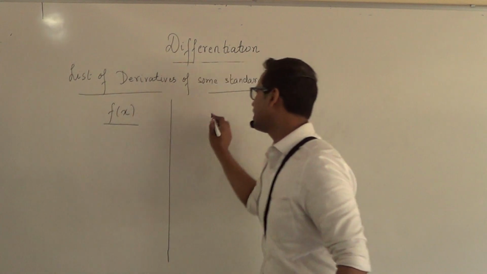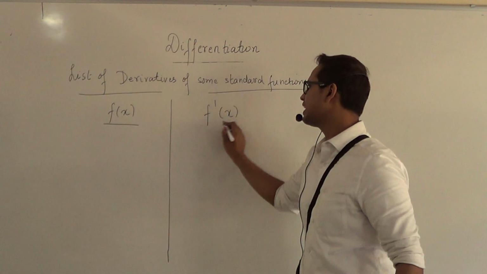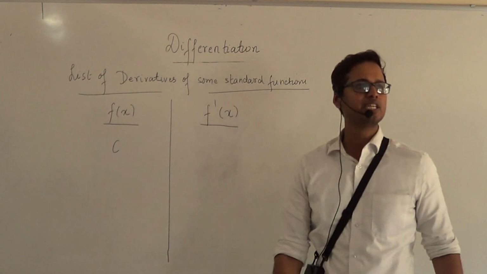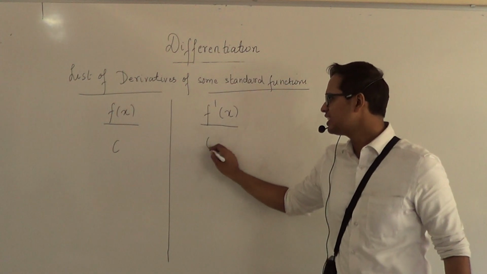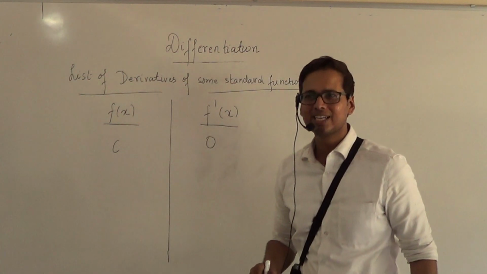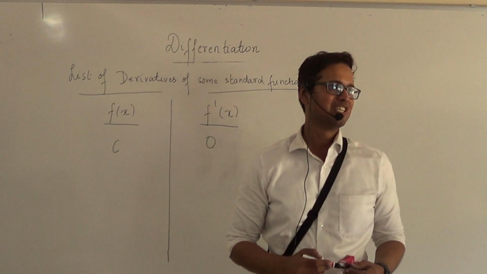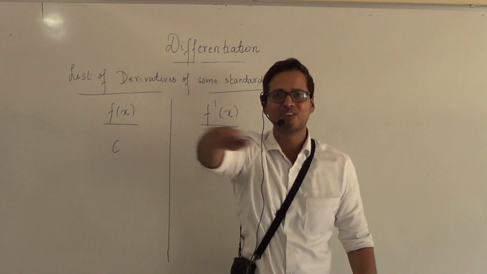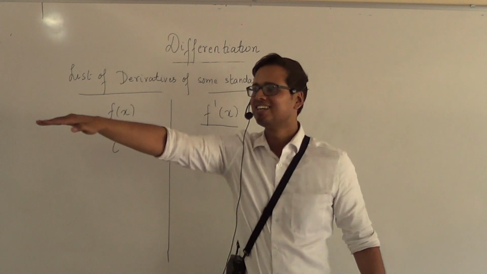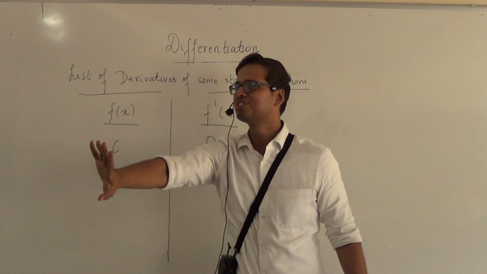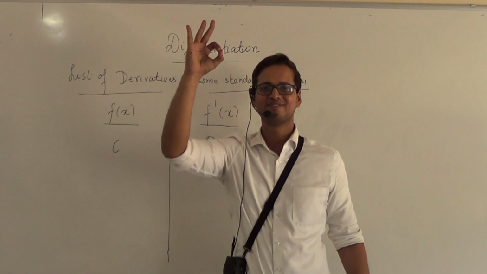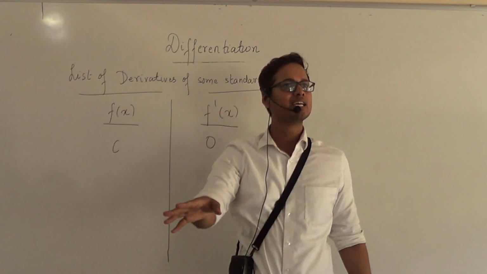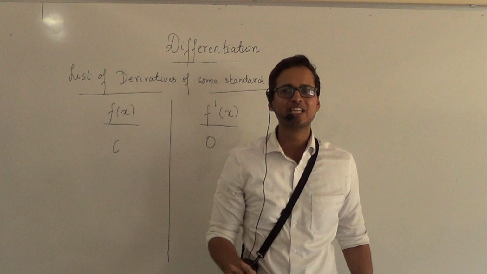So I'll make a list like this. f(x) will be your function and f'(x) will be the derivative of that function. We'll start with a simple example, a constant function. The derivative of a constant function is 0. Can somebody tell me why? Two reasons. A constant function will be a horizontal line like this. At any point you draw a tangent, its slope will be 0. And by definition, there is no change in y, irrespective of whatever change is there in x.